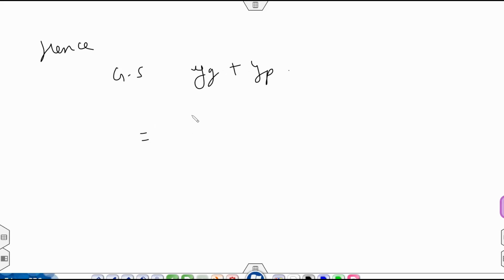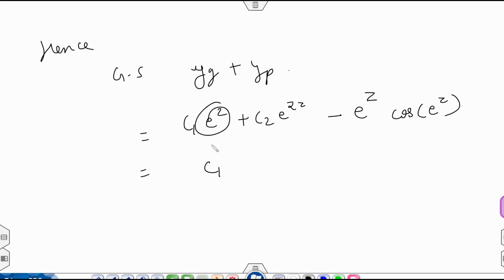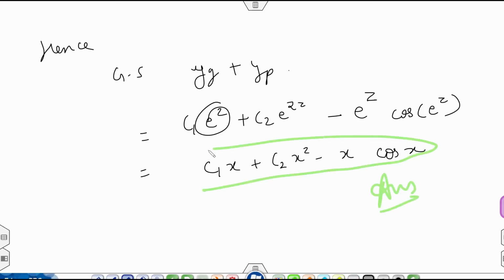So now one thing you will see, I'll write this as a function of z first, and then finally I'll give the answer in x and y. So this one I'll convert into x, cos of x. So this will be my final answer. This is my general solution for the given differential equation.